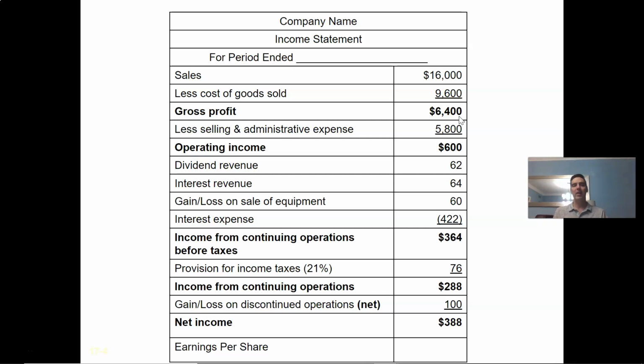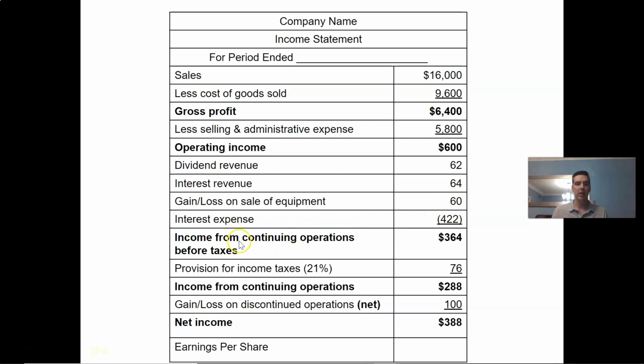When we have a gain on the sale of equipment, that's going to cause our income to go up. And when we have a loss, it's going to make our income go down. So in this business, if you look at 60, that means they have a gain there, a gain on the sale of equipment of 60. Interest expense gets plugged in here at 422.